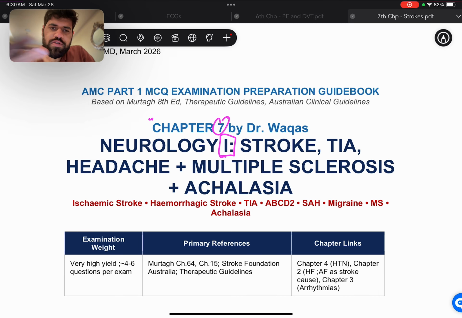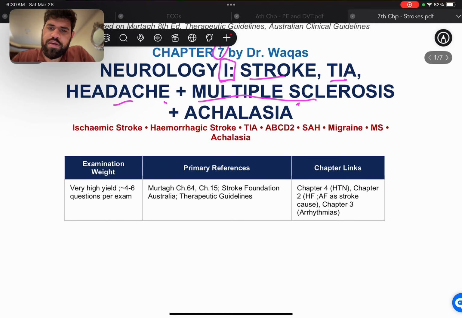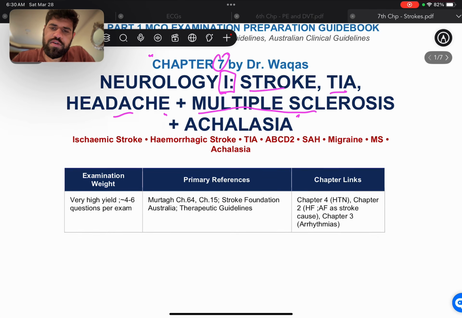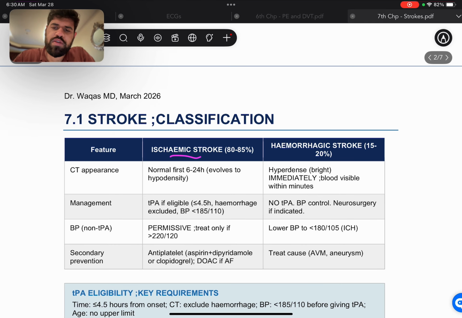The neurology block is just two chapters, chapter 7 and chapter 8, and in today's chapter we'll be covering stroke, TIA, headaches, multiple sclerosis, and achalasia as well. Alright, to start off, we'll be going over strokes, the different classifications, how they appear, whether it's ischemic stroke versus hemorrhagic stroke, and which of them is most common.